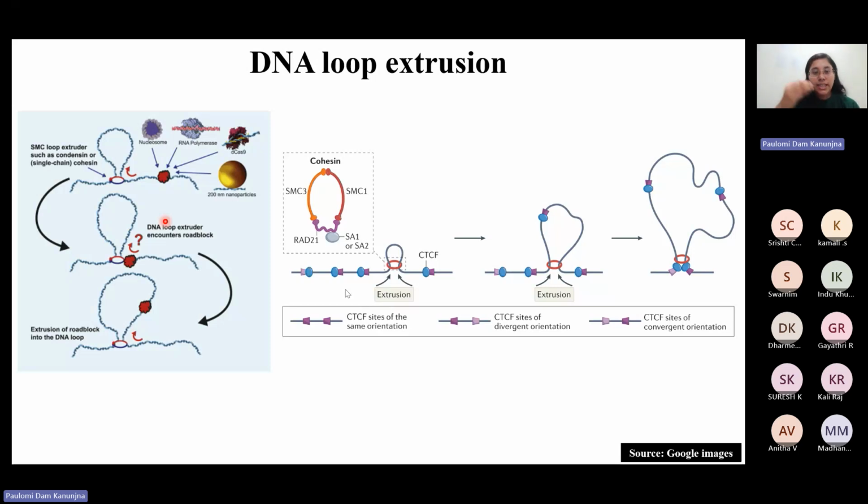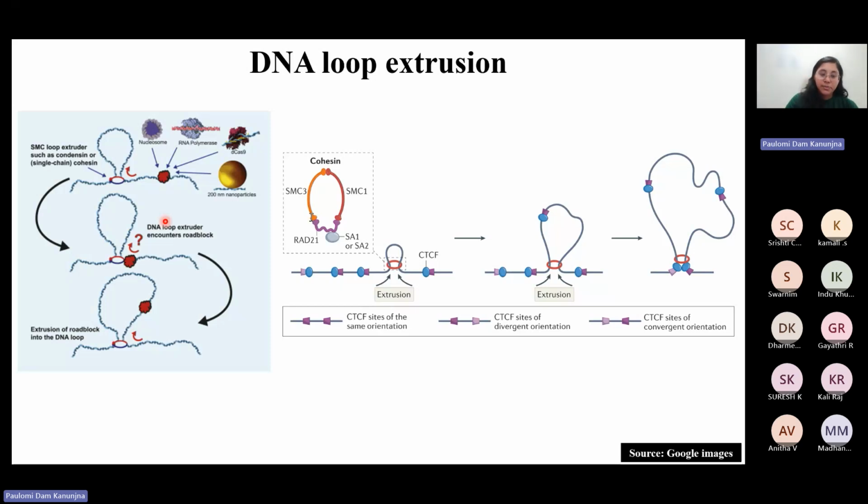And then once it has started forming a loop, it will continue to enlarge the loop at a rate of around 100 to 1000 base pairs per second. So we'll keep pulling those many bases out. So when does it stop? It stops when it encounters a signal. What is that? The presence of another SMC complex.